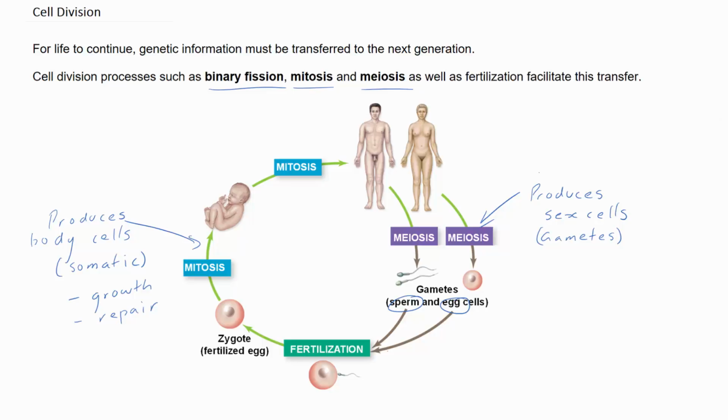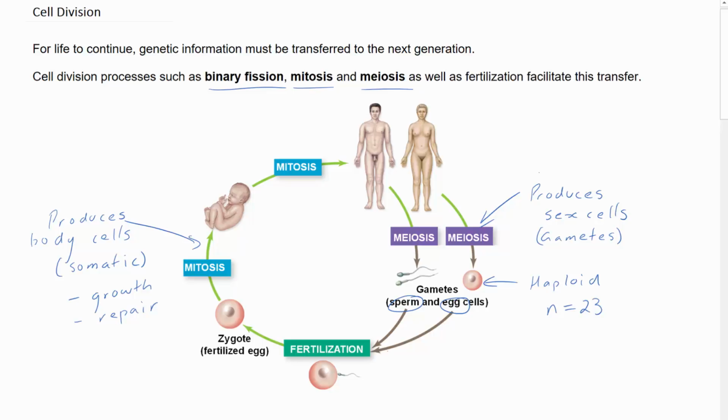So for example, in humans, we produce sex cells, or gametes, through meiosis. And these cells are haploid, meaning they only have one set of chromosomes in each of the egg and the sperm. So n equals 23 in the case of humans.